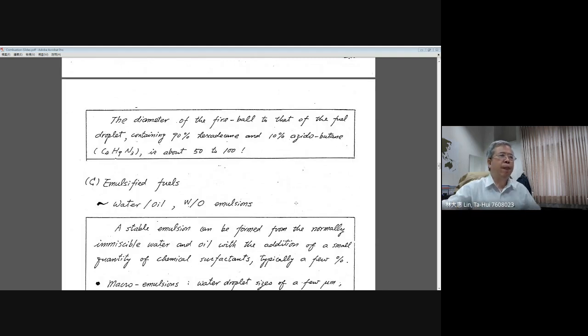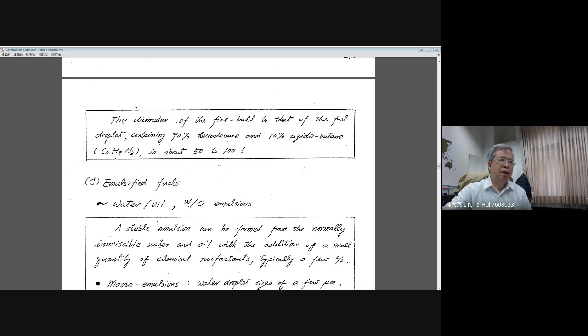For example, they tell you the diameter of the fireball, which means that when you have micro explosions, the diffusion flame will become larger since the droplet was broken into many tiny droplets. At that instant, the flame will be extended to have a large flame radius. You can see from their experiment when you burn 90% hexadecane with 10% H-butane. H-butane contains a certain amount of nitrogen, and this nitrogen additive actually has a very strong explosion behavior.